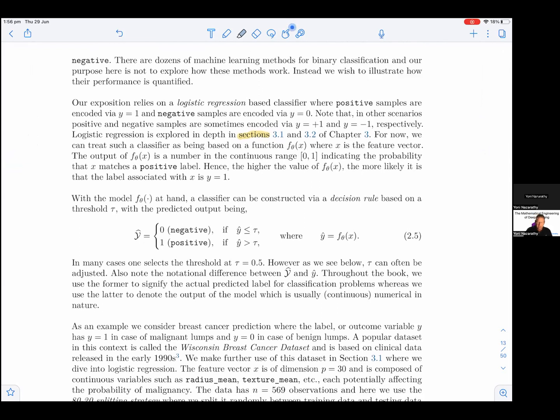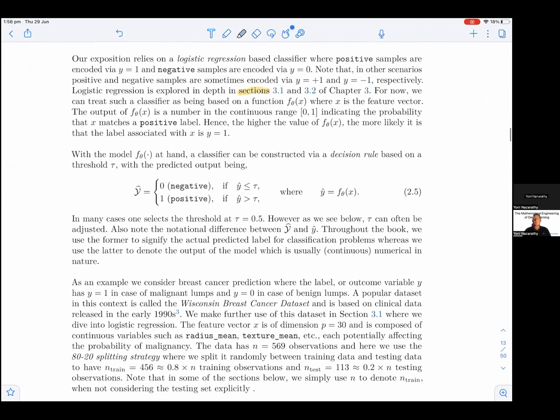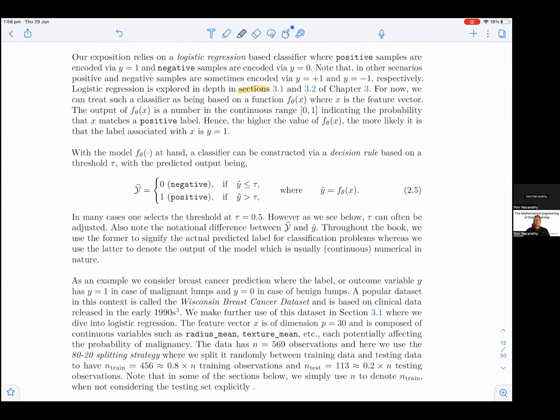Our exposition relies on a logistic regression-based classifier, where positive samples are encoded via y equals 1, and negative samples are encoded via y equals 0. Note that in other scenarios, positive and negative samples are sometimes encoded via y equals positive 1 and y equals negative 1, respectively. Logistic regression is explored in depth in section 3.1 and 3.2 of chapter 3.